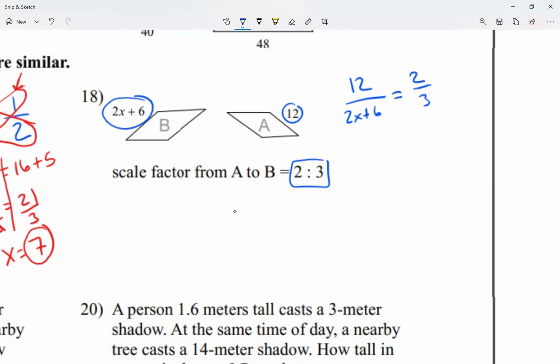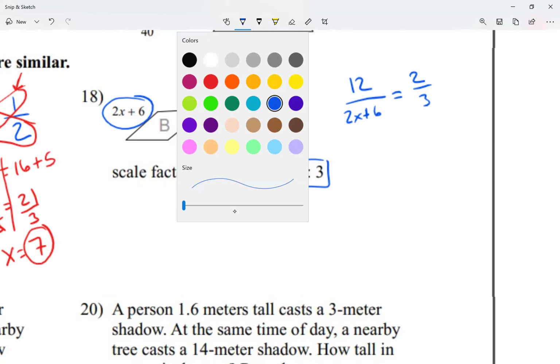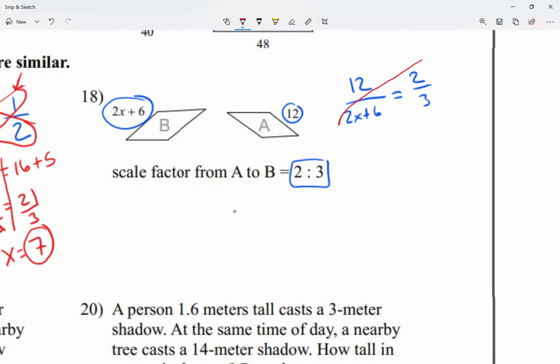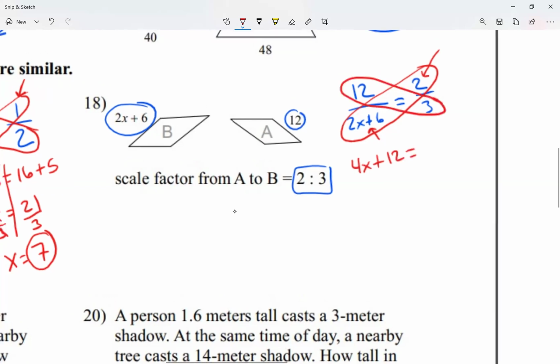Okay, let me cross multiply to solve for x. I'm going to go this way. Because of the plus sign, the number that is by itself, I'm going to go 2 times 2x and then 2 times 6. This number by itself has to be multiplied to both of these. So 2 times 2x is 4x. Then there's a plus sign. 2 times 6 is 12. And this is equal to 12 times 3. That's 36.